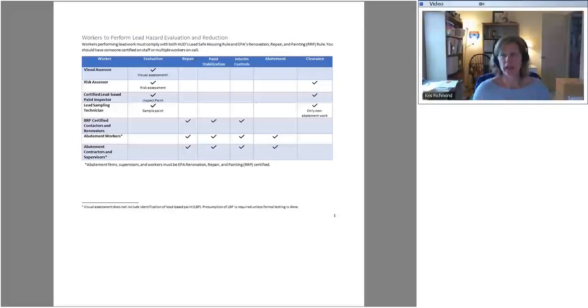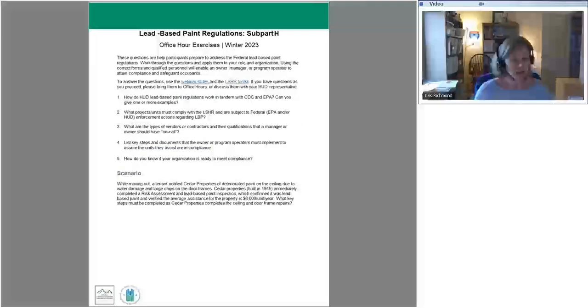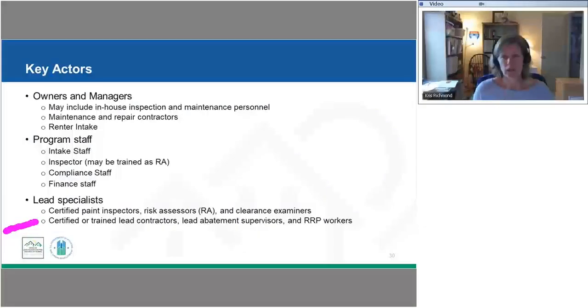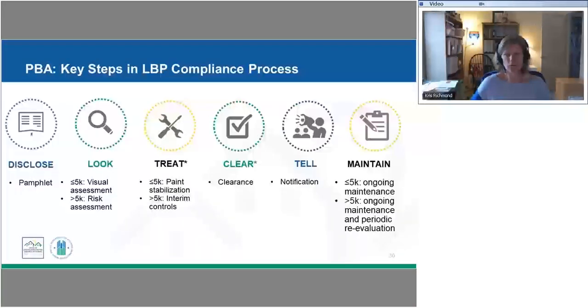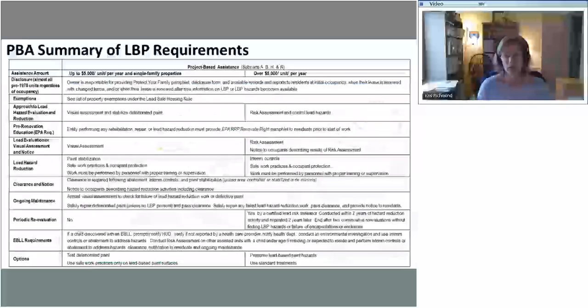All right, let's go back to our exercise. We're up to question number 4. List some key steps and documents that the owner or the program operator has to implement to assure the units that they assist are in compliance. Well, we had that overview slide, back to my slides. Remember, these are the different steps that we have. And then we also had the summary chart.